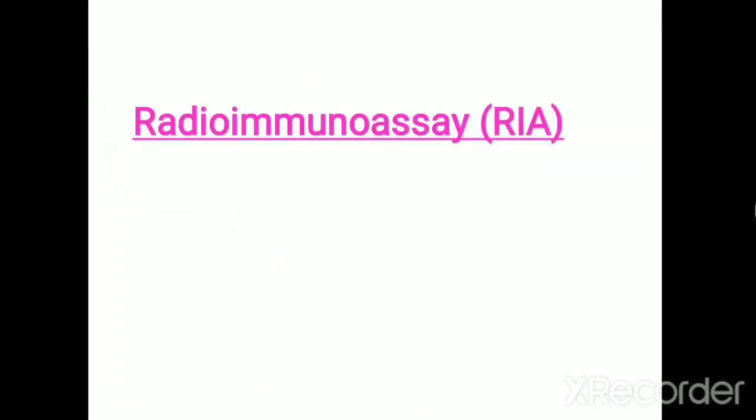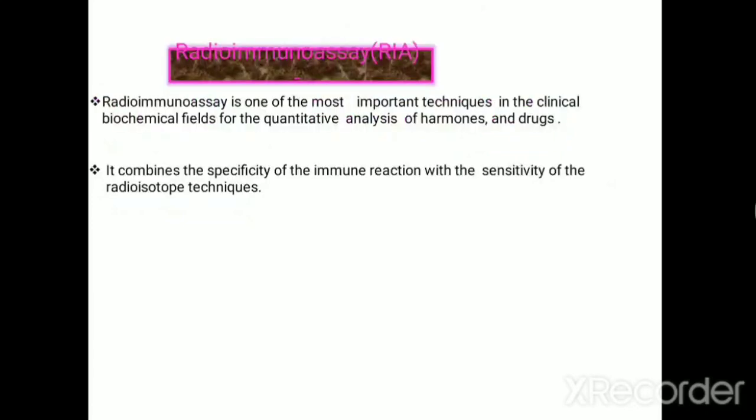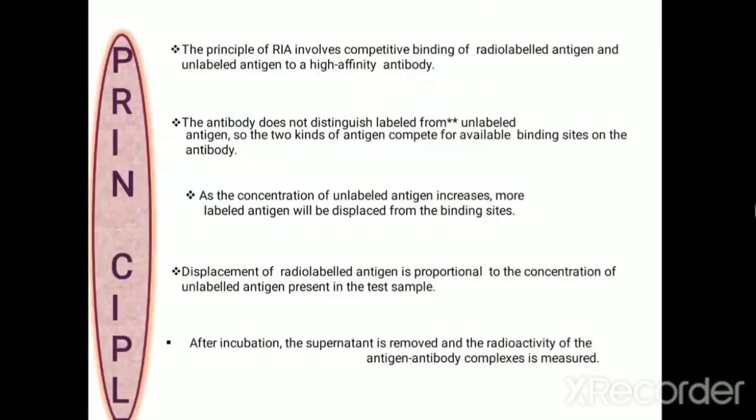So coming to the second type of immunoassay technique, that is known as radioimmunoassay. Here we are using this immunoassay with the help of some radioactive isotope. So the principle of radioimmunoassay involves the competitive binding of a radio-labeled antigen and unlabeled antigen to a specific antibody.